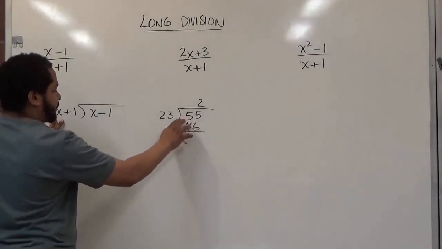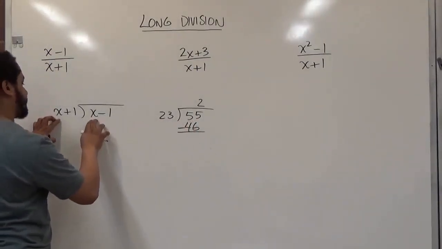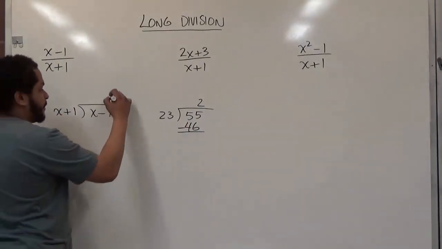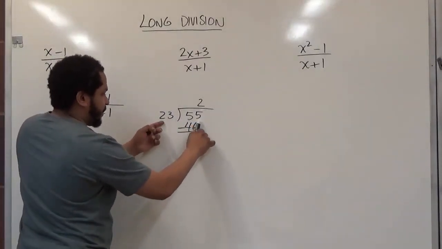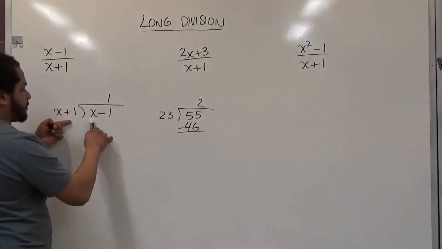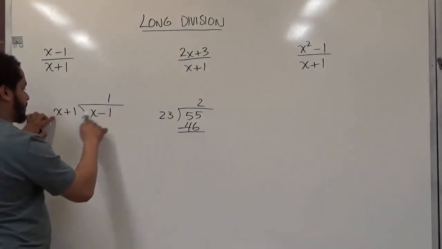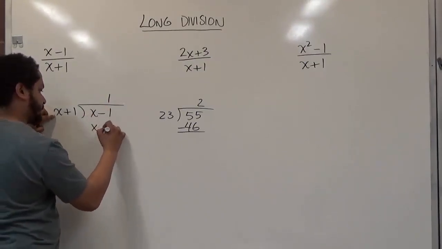The same way we look at the 5 and the 2 and we say how many times does 2 go into 5, we're looking at the x and the x and saying how many times does x go into x? That's 1 time, right? So we put the 1 over the 1 the same way we put the 2 over the second 5 because it's a two-digit number. This is a binomial. We're dividing with a binomial, so the number goes over the second term. Now we take the 1 times the x plus 1. 1 times x plus 1 is just x plus 1.